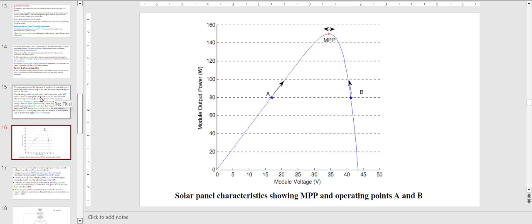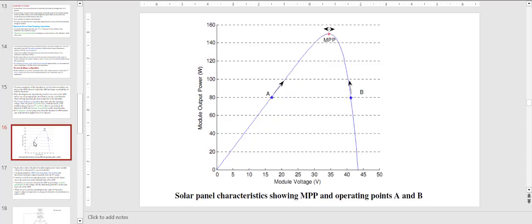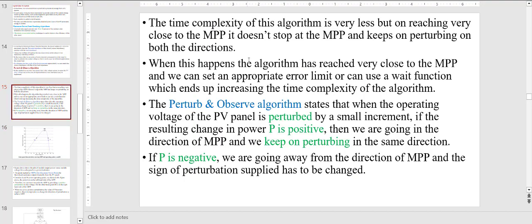In order to achieve this, a small perturbation, an incremental or decremental voltage, is given to the system. If the operating point is at A, a small increment in voltage will move it to the right. This will be done continuously till it reaches the MPP. If it is at B, the voltage will be slightly reduced, and this process will be continued till the MPP is reached. This is all about the perturbation and observation algorithm.